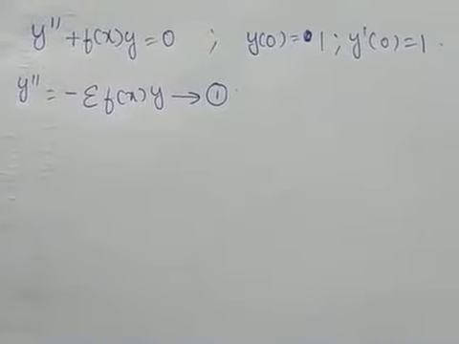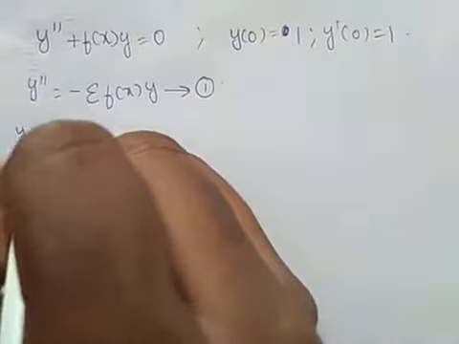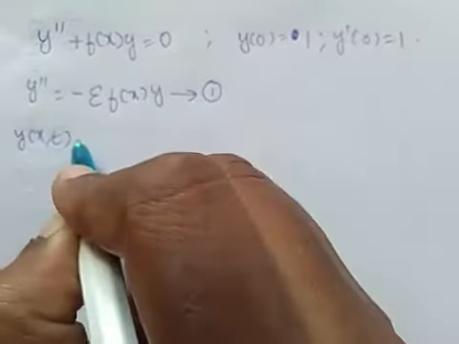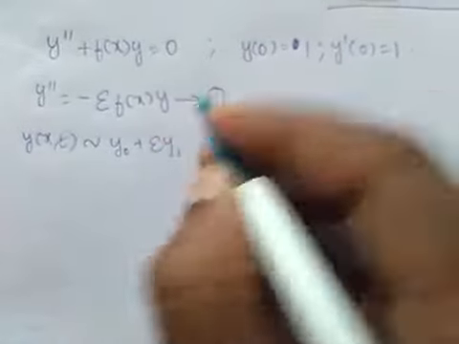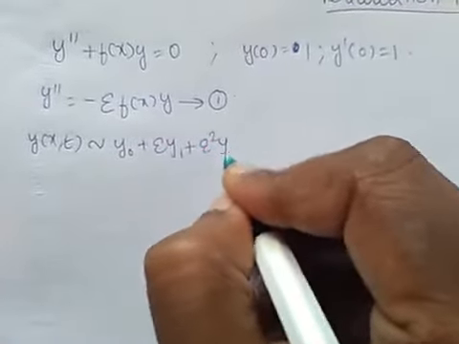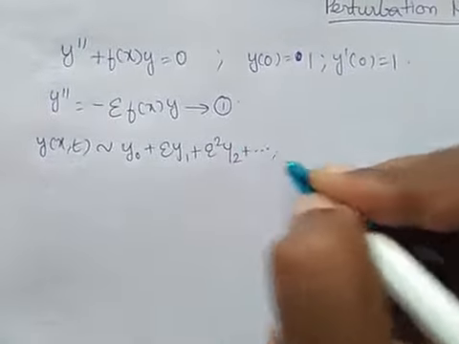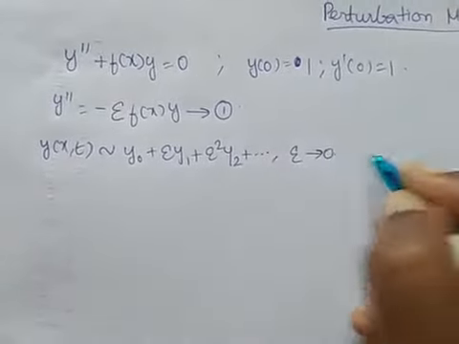So we know the asymptotic expansion or Taylor series expansion of y of x. What is y of x? It is asymptotic to y0 plus epsilon y1 plus epsilon square y2, etc., as epsilon tends to 0.